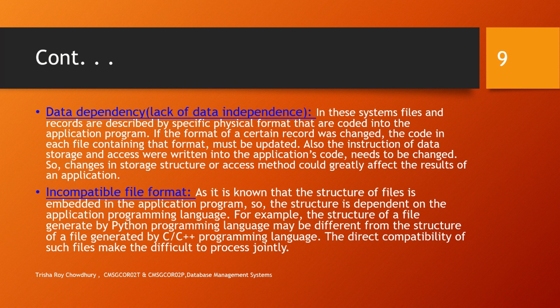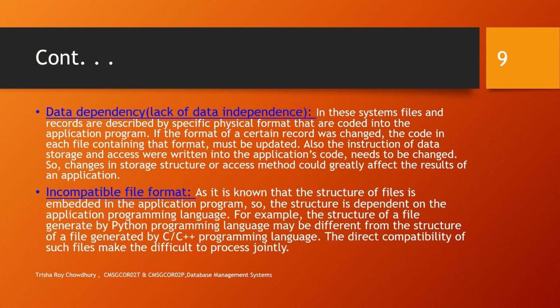Number four is data dependency, or we can say lack of data independence. In these systems, files and records are described by specific physical formats that are coded into the application program. If the format of a certain record was changed, the code in each file containing the format must be updated. Also, the instructions of data storage and access were written into the application's codes and need to be changed. So changes in storage structure or access method could greatly affect the results of an application.